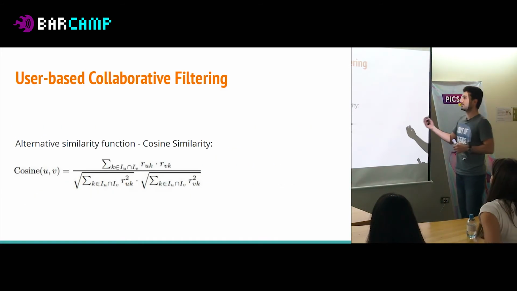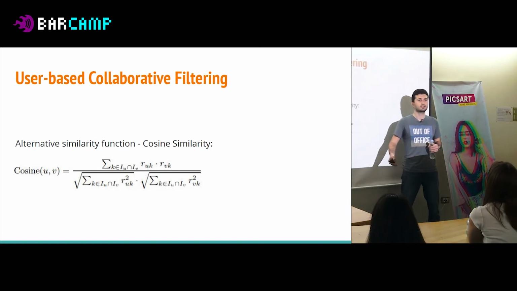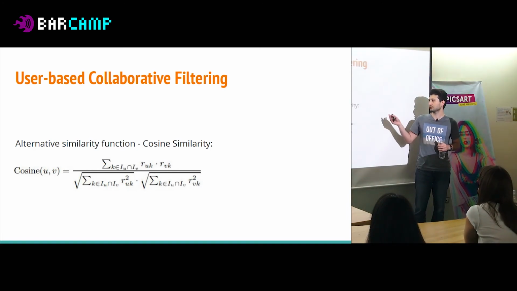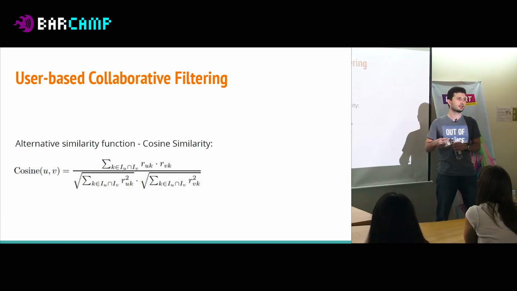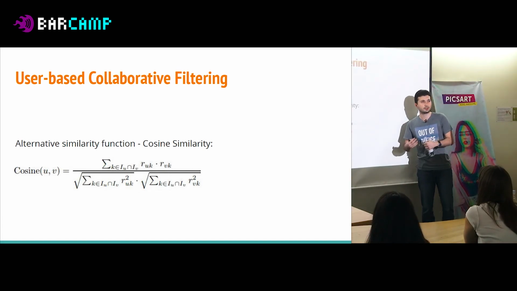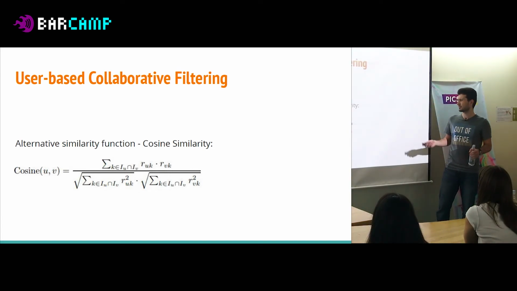Okay, there are different ways you can measure similarity. The alternative measure is cosine similarity, which measures the angle between the vectors that represent user or item ratings, but no, we will not spend time here.